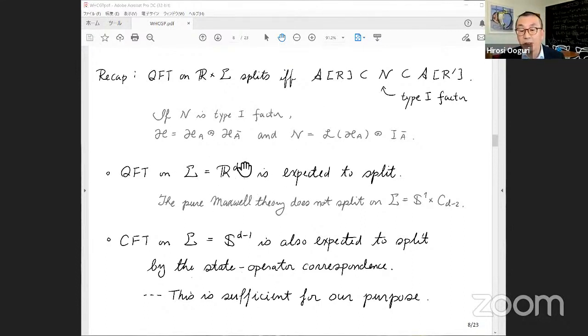Okay, and it is generally expected that Euclidean quantum field theory is split. But if you have non-trivial topologies, then there are counterexamples. And if you assume that quantum field theory on Euclidean space is split, then conformal field theory on sphere times time should also split, because these are conformally related. And this will be sufficient for our purpose. Okay, so that's all I wanted to say about symmetry of quantum field theory. Any questions?